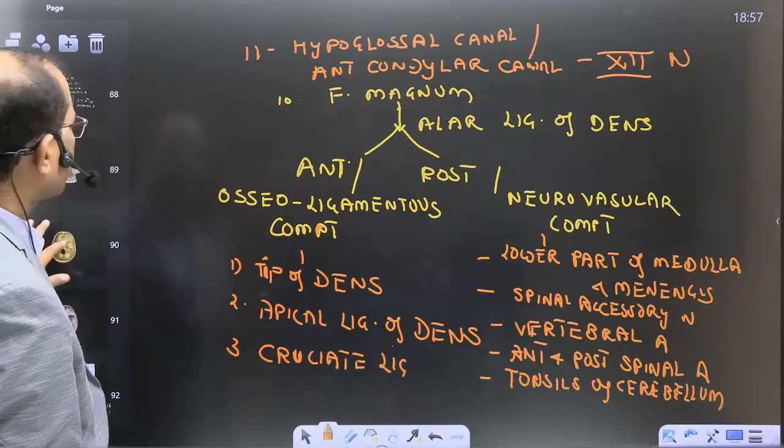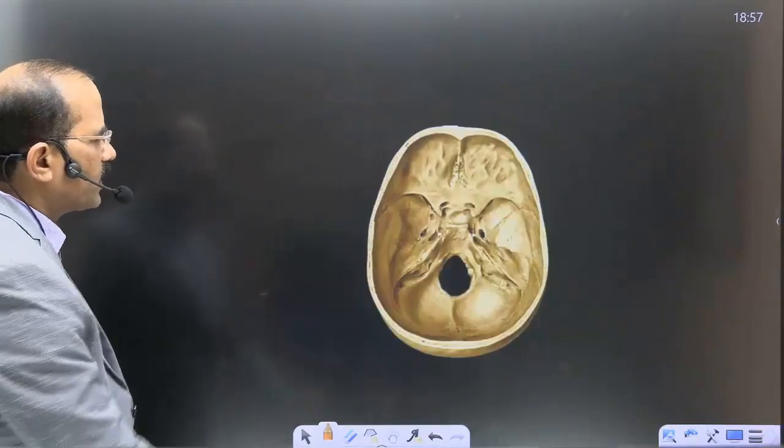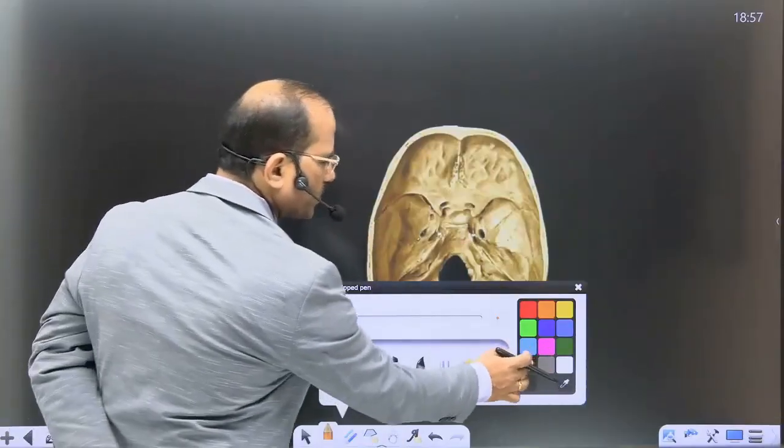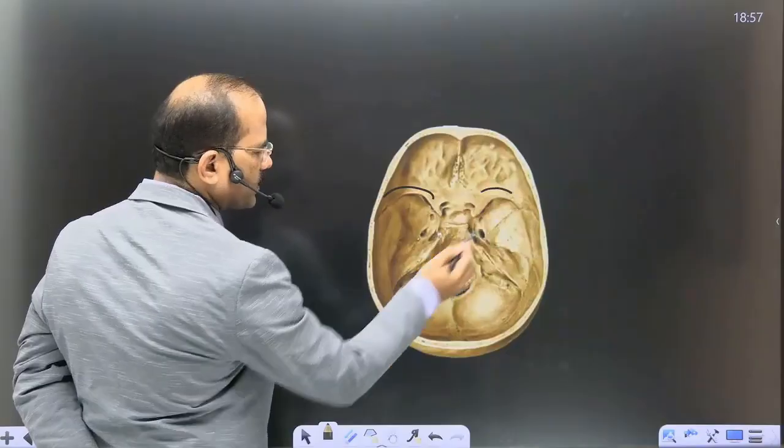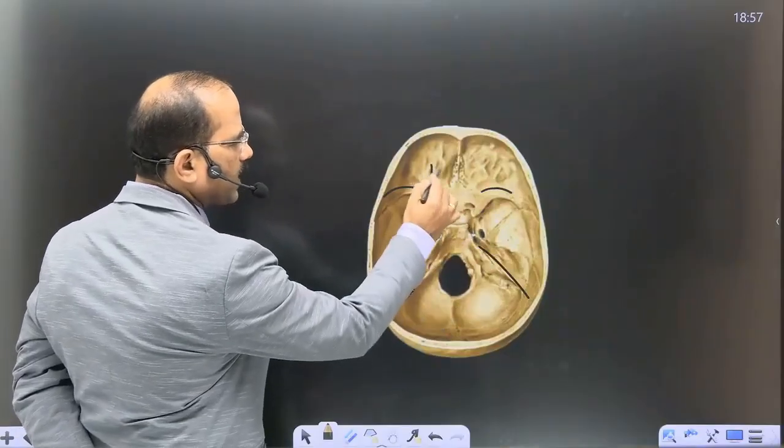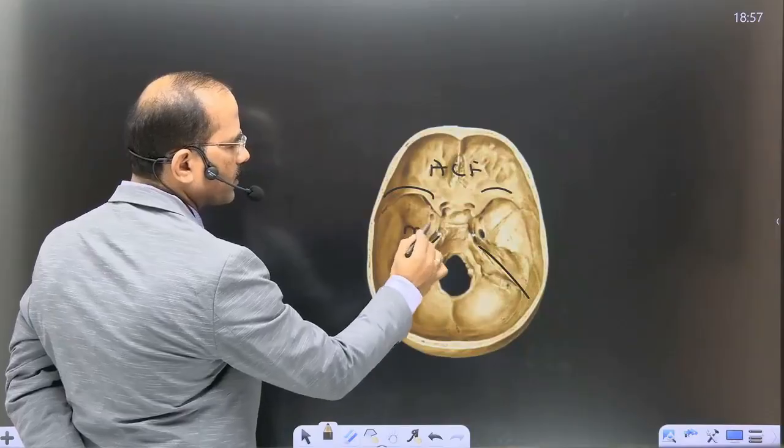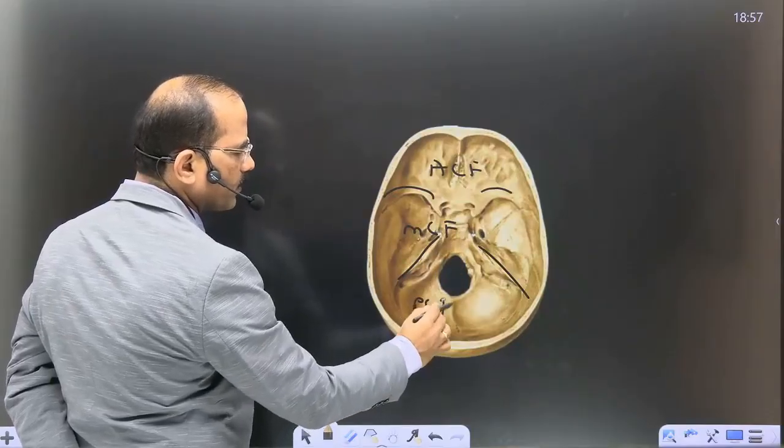The interior of the skull, have a look at this. That's the lesser wing of the sphenoid, right? And that's the petrous part of the temporal bone. So this is the anterior cranial fossa, that's the middle cranial fossa, and that's the posterior cranial fossa.